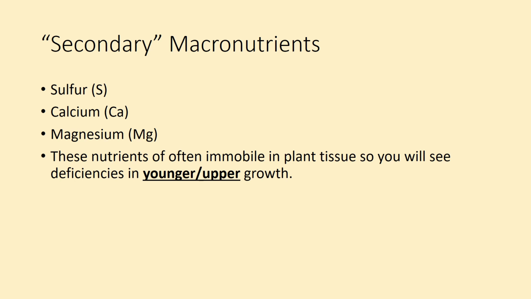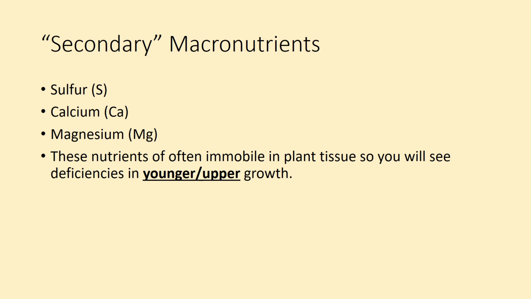The next class of nutrients are the secondary macronutrients. These are sulfur, calcium, and magnesium. Plants need these nutrients in lower quantities compared to nitrogen, phosphorus, and potassium, but still more than our next set of nutrients, the micronutrients. These secondary macronutrients are immobile in plants. That means that plants cannot break down, recover, and transport these nutrients.